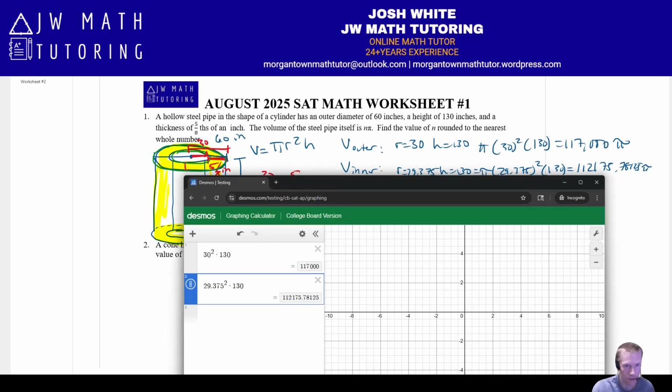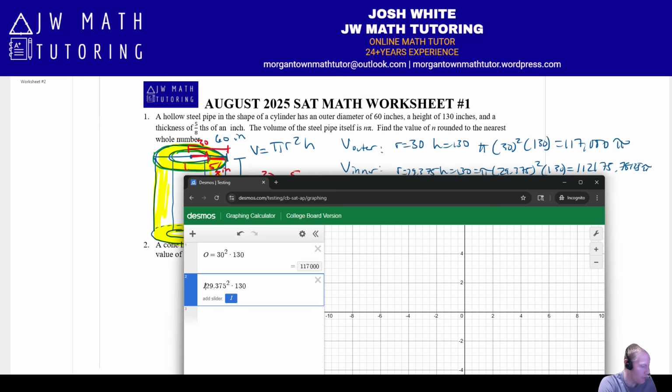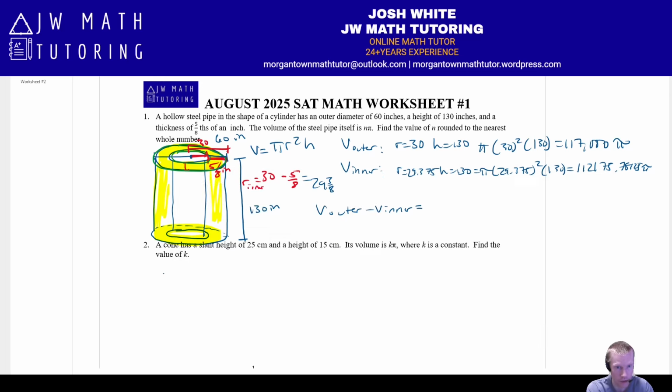So now we can just go to Desmos. I'll set this one equal to O for outer, so I don't have to retype it. I'll set this one equal to capital I for inner, outer minus inner. All right, so we get, and again, we're ignoring the pi here, right? So we get 4824.21875. We want to round this to the nearest whole number, therefore it just gets rounded to 4824. So it's 4824 pi, but again, the number in front of the pi is what you would report as your answer.